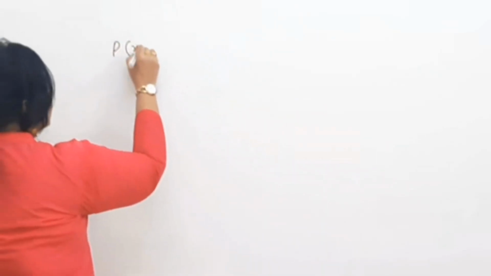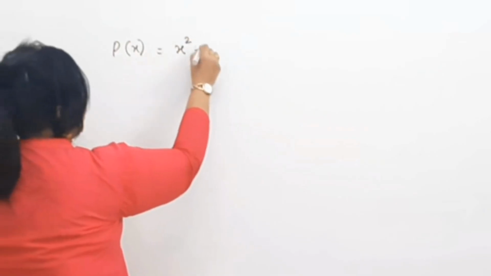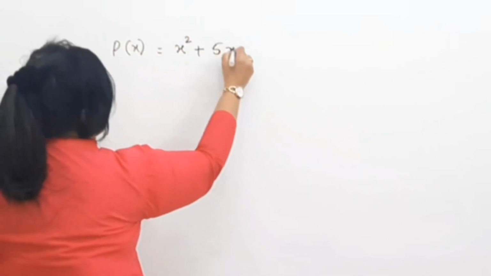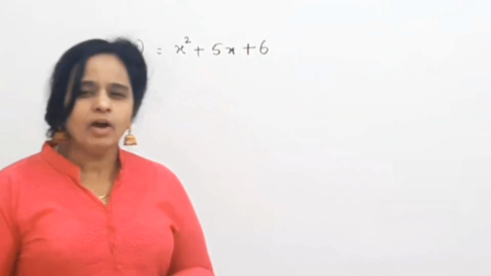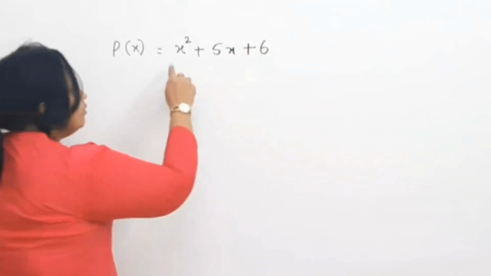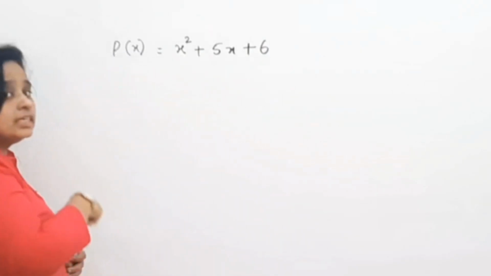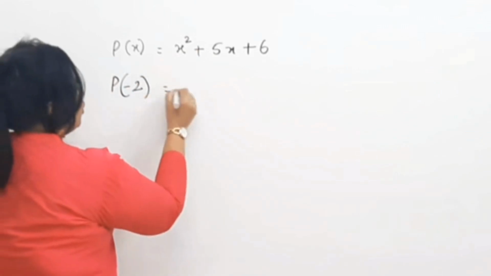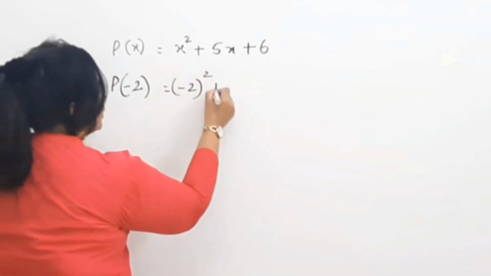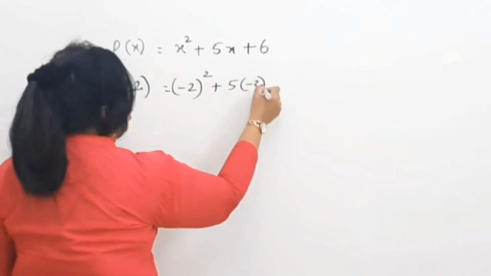Children, now we move on to the next concept, the zero of a polynomial. What do you mean by the zero of a polynomial? Suppose I have the polynomial p of x is equal to x squared plus 5x plus 6. So this is my quadratic polynomial. Now I want to know whether the value of the polynomial becomes 0. So I put my value, suppose that is minus 2. So I get minus 2 the whole square plus 5 into minus 2 plus 6.